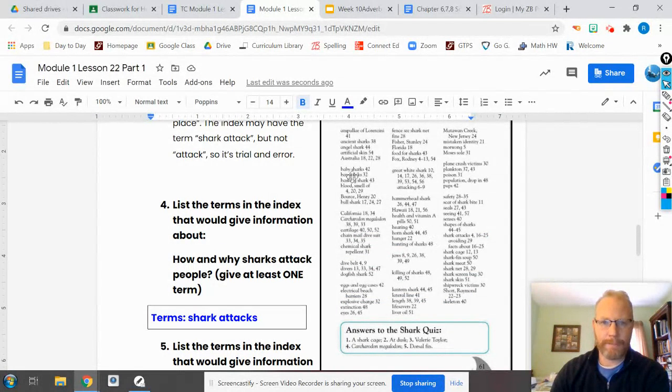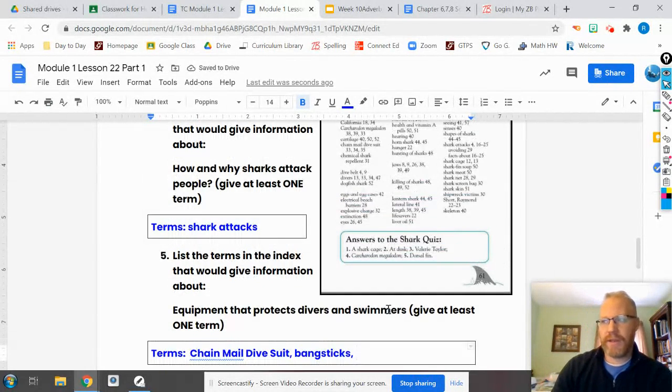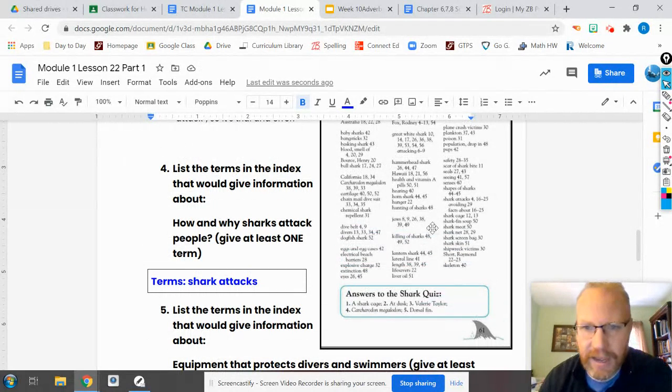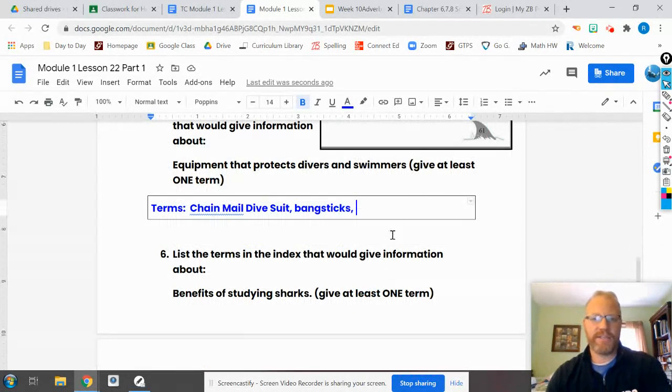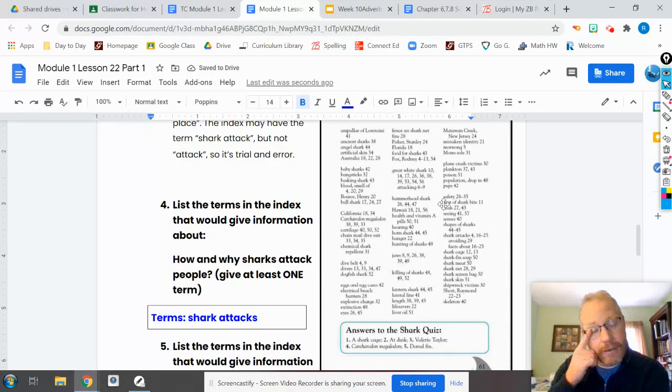Another one that we saw, bang sticks. Remember, the bang stick was a stick that when you poke at it, it shoots an explosive device, and it hurts the shark, and sometimes will even just scare it away. So a bang stick. Another one that you might find in here, we can look at shark cages. So here's shark cage. A shark cage can be found in this book. So shark cage is a term found in the index.